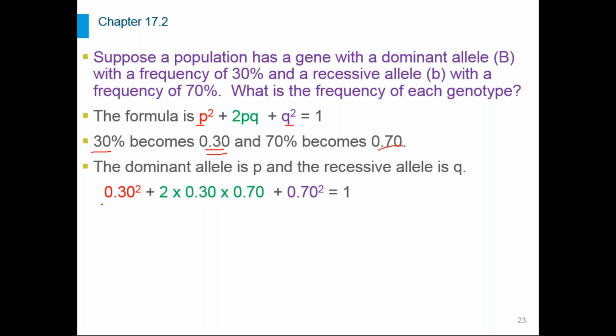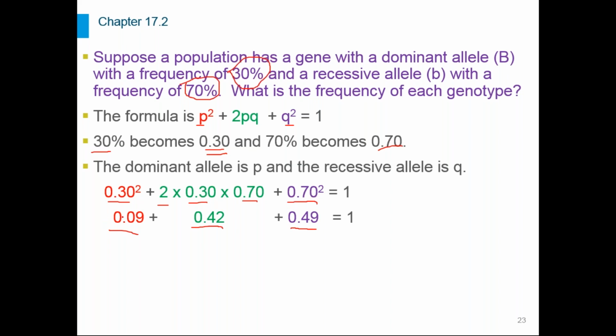So p squared becomes 0.30 squared. And 2 times p times q becomes 2 times 0.3 times 0.7. And q squared becomes 0.7 squared. So all we did was take these numbers for the frequency and use those to replace the p's and replace the q's. Now, you just have to do the math. So 0.30 squared becomes 0.09, and 2 times 0.3 times 0.7 becomes 0.42, and 0.7 squared becomes 0.49, and that's where we can actually stop.